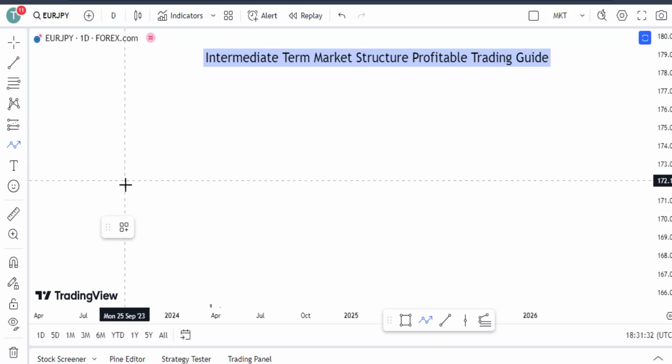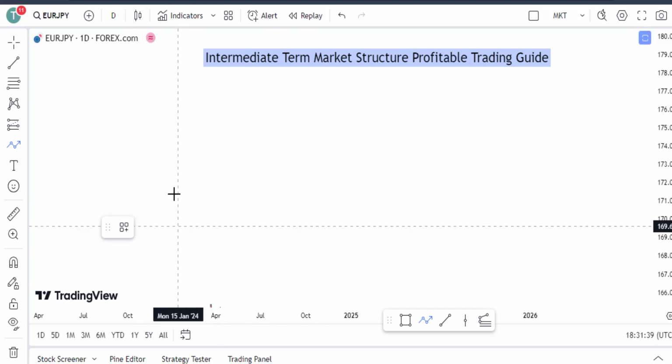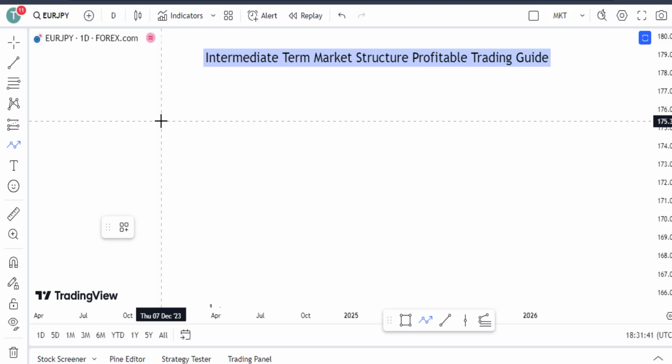When market structure creates a series of highs and lows in the market, never forget that market structure has short-term highs and lows, and it has intermediate term highs and lows, but it can also have long-term highs and lows. It depends on what view you are using to look at the market structure. Let me show you an example.